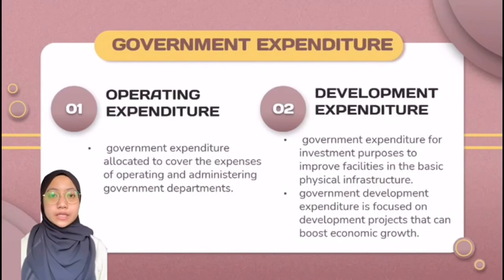Next, government expenditure. There are two categories of government expenditure, which are operating expenditure and development expenditure. First, government operating expenditure. Government expenditure allocated to cover the expenses of operating and administering government departments. Second, government development expenditure. Government expenditure for investment purposes to improve facilities in the basic physical infrastructure. Government development expenditure is focused on development projects that can boost economic growth.